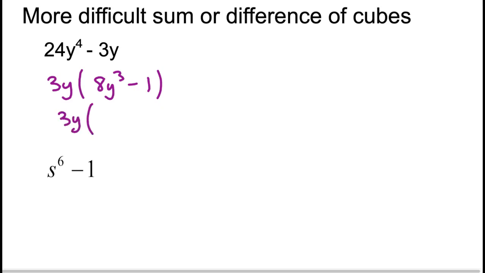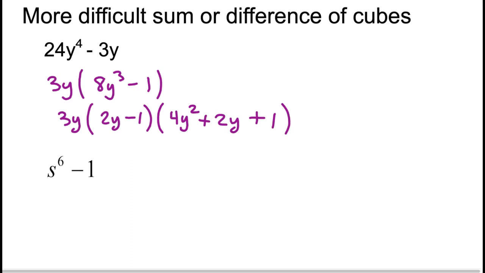So take 3y. Let's take the difference of cubes here. 2y minus 1. And this is a little tricky part here because 2y squared is going to be 4y squared. All right, and that's going to be plus 2y plus 1.